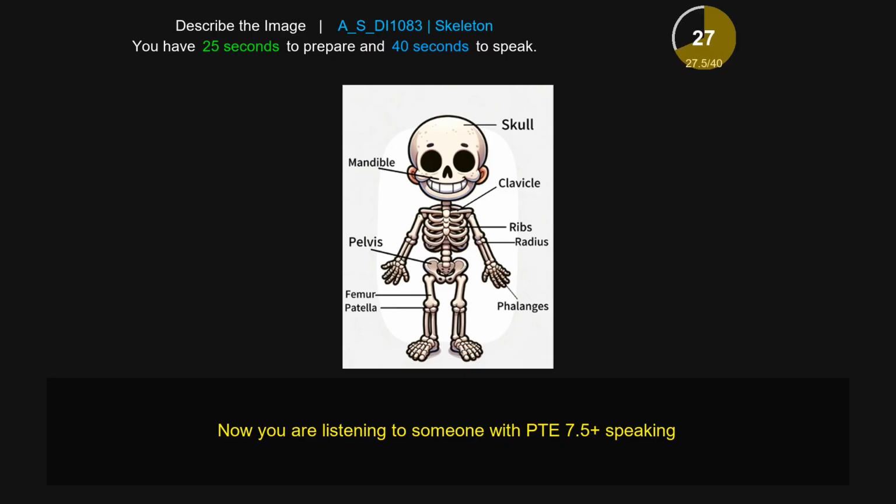Probably this skeleton looks like a kid's skeleton, where the hands and the legs are a bit shorter compared to the adult skeleton.